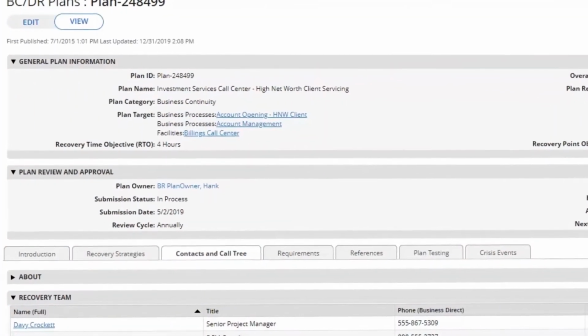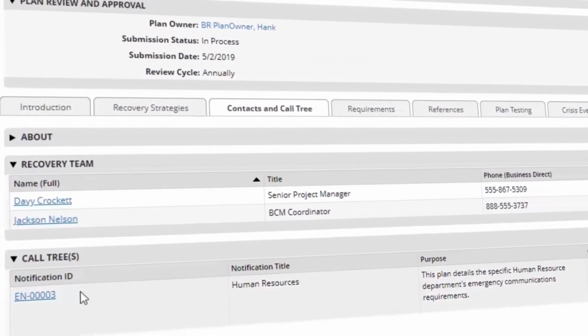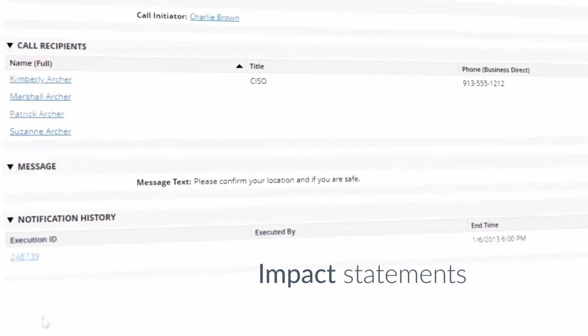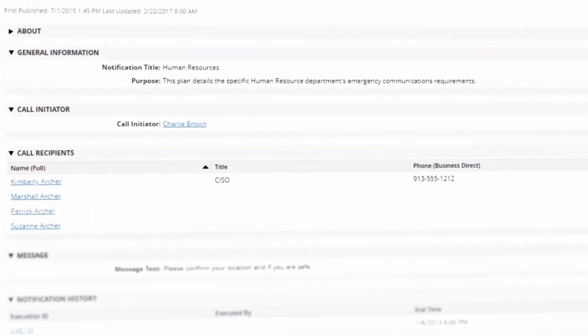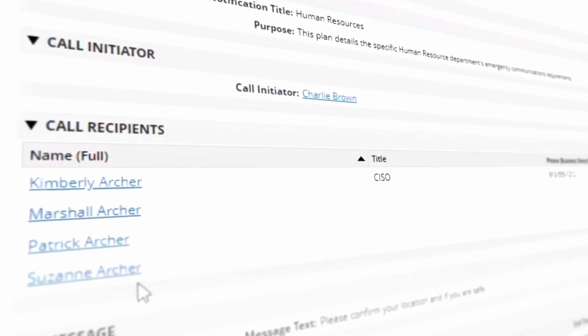Technical, physical, and human resource requirements of a BCDR plan are captured within RSA Archer. Impact statements help determine the people and technology needed to facilitate or execute the recovery plan and strategies. You can also identify upstream and downstream dependencies between plans.